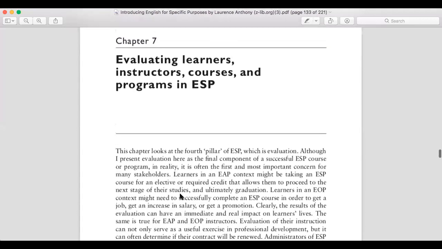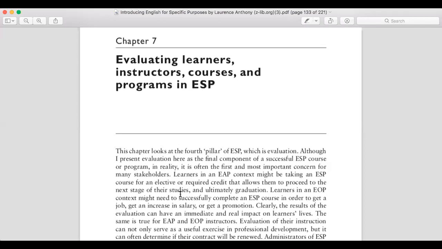Okay, so chapter 7 is about evaluating. Basically, we will be talking about the fourth pillar, which is evaluation. So as the first pillar is needs analysis, and needs analysis is not just the needs analysis of the learners, similarly, evaluation as the fourth pillar of ESP is not just evaluation of the course. Okay, so we would be talking about evaluation of learners, instructors, and courses. The whole program may be in ESP, right?